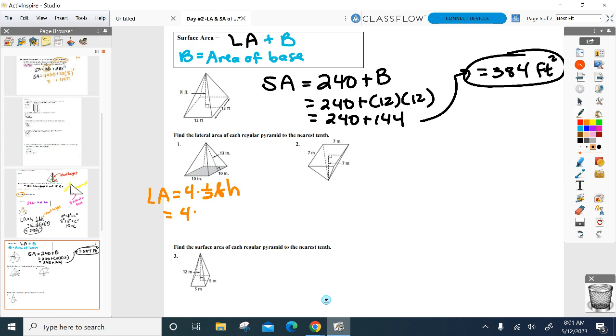13. It's all there. Remember, if you guys are thinking you have to find the Mission Impossible height, no. The slant height is what I'm looking for when I find the area of one of the faces. So 10 and 13. Done. 260 square inches.